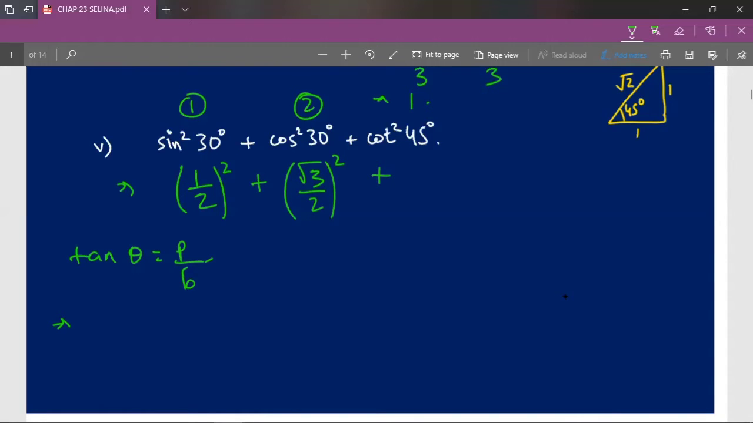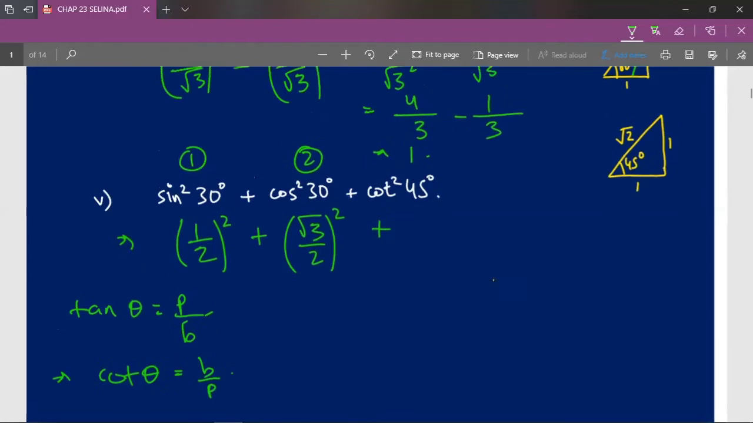So say for example, sine theta is equal to perpendicular upon hypotenuse. Whatever the reciprocal of that value is will be our answer for cosecant theta. Then comes cos theta, which is equal to base upon hypotenuse. The reciprocal of that value gives us secant theta. Then comes tan theta, which is equal to perpendicular upon base. So the reciprocal of this value will be equal to cot theta. So cot theta will be equal to base upon perpendicular. Pardon. So here, cot square 45.